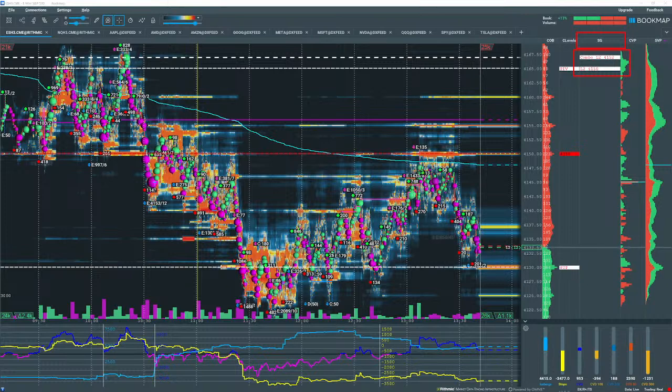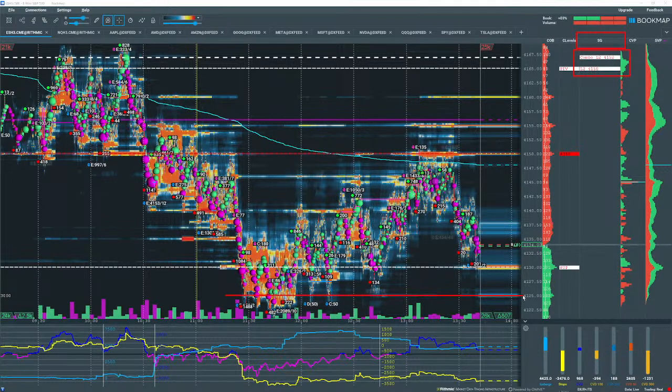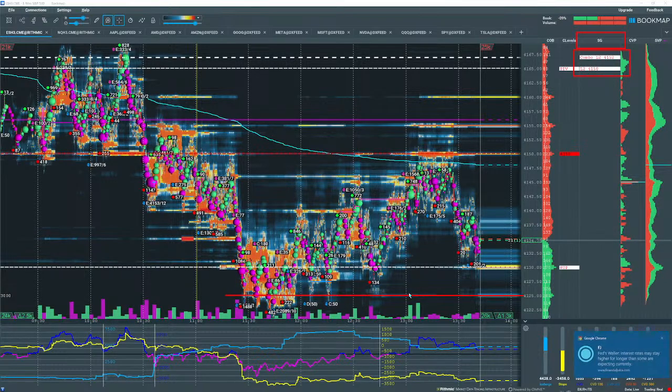So that shows that this support level here at 4130 should have been at 4125. So that makes more sense. That's the SPX 4115, I'm sorry.